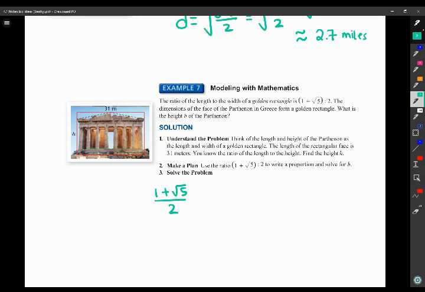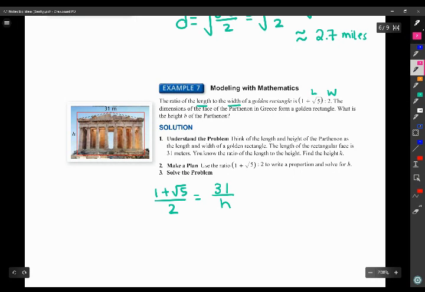that's probably fine. So it just says, think of the length and height of the Parthenon as the length and width of a golden rectangle. And so if we look at your picture over to the side, they're saying that this h to 31, so this would equal the same thing as, I just want length, so it's length to width. So this is the length and this is the width. And so when I look at that as 1 root 5, the length is going to be 31 and the width is going to be h.